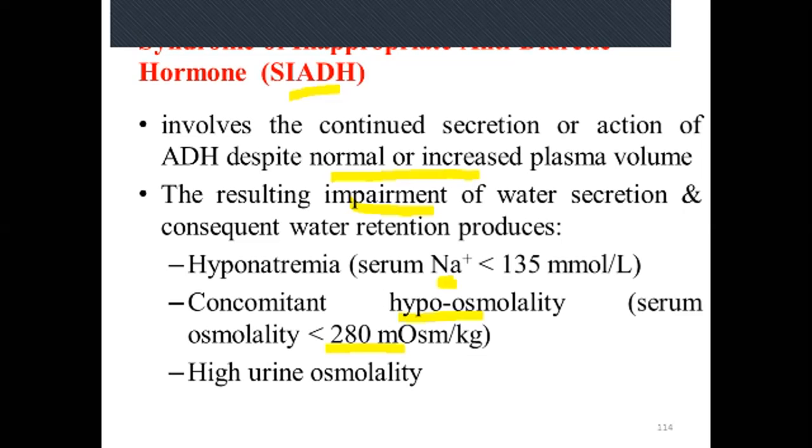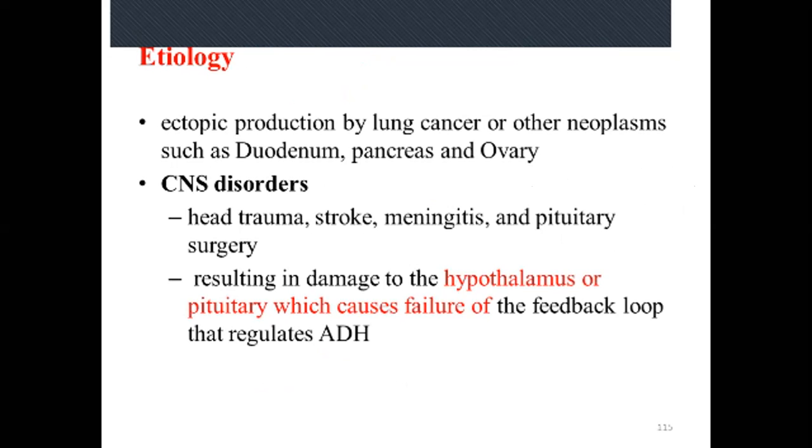280 milliosmol per kg. In contrast, the urine osmolarity will be high, unlike in diabetes insipidus, because the ADH is working actually very strongly. So there is no water excreted in the form of urine, so the osmolarity of the urine will be very high.